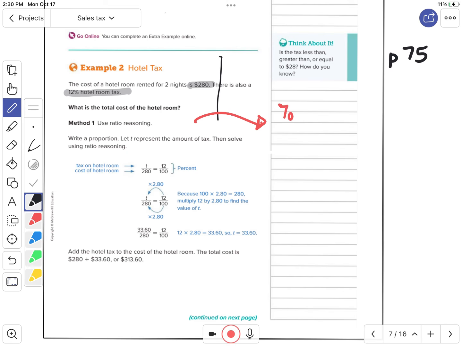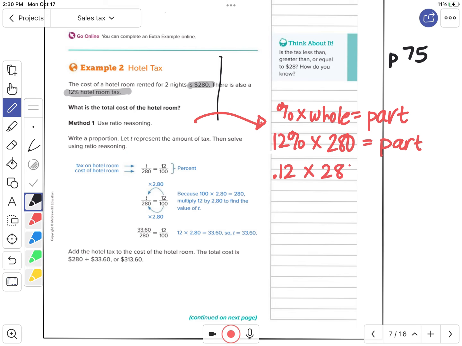You can do the percent times the whole. That will give you the part. All right, I'm just going to do it this way first for once because I know some people like using this. So the percent is 12% times the whole bill, which is $280. That will give me the part in tax I need to pay. So 12% as a decimal is 0.12 times 280. All right, when I type that in, you guys can go ahead and type that in. You are going to get 33.6. Now, this is money, so you guys need to be careful.